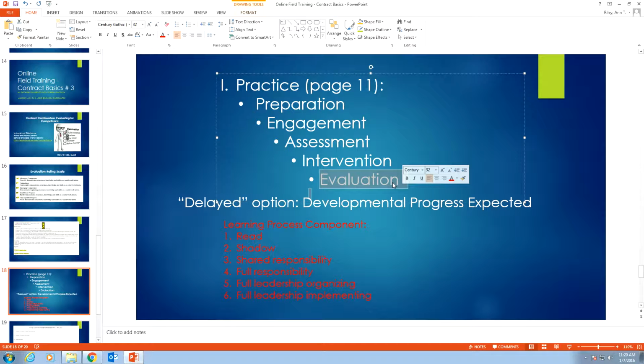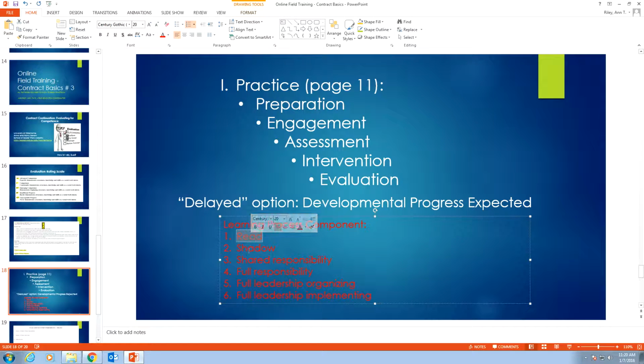So for each of these within the practice section only, we also want to know what the student's level of learning has been. What's been involved. So in addition to the rating, the field instructor will mark on the contract and let us know if the student was involved in reading information, shadowing, did they share responsibility, did they take full responsibility for a project, or for leadership in organizing, or for leadership in implementing.